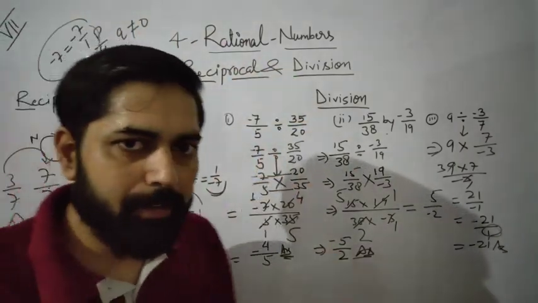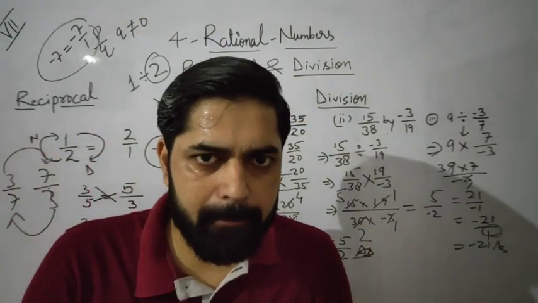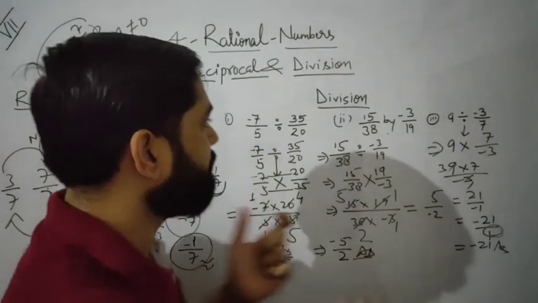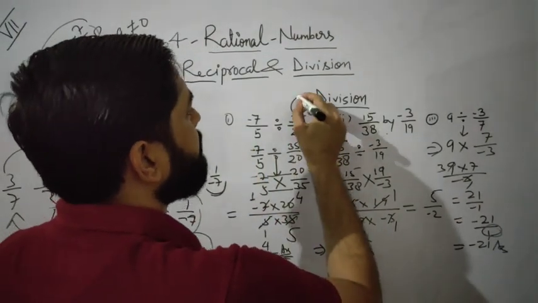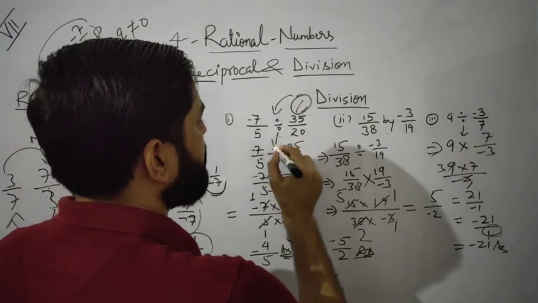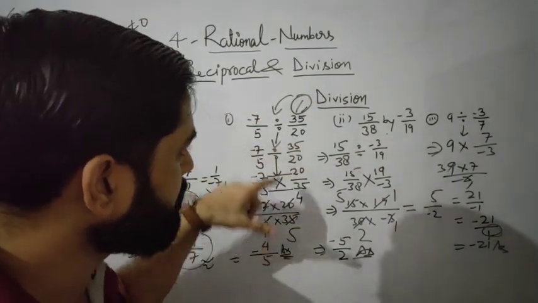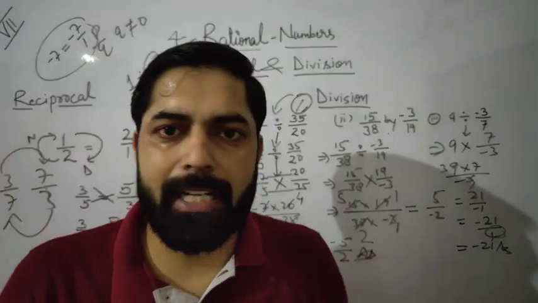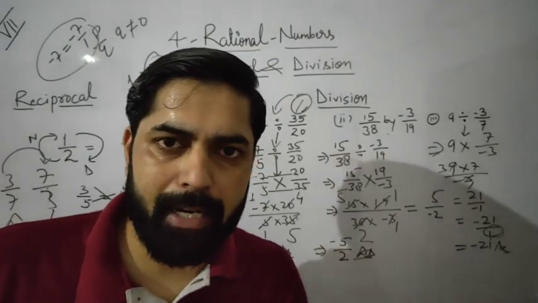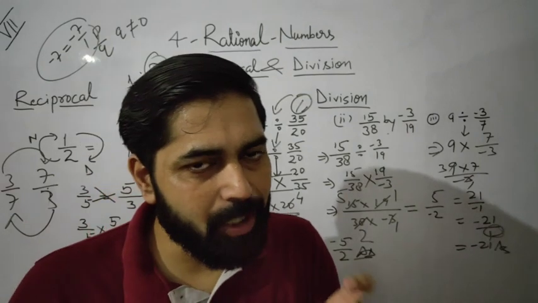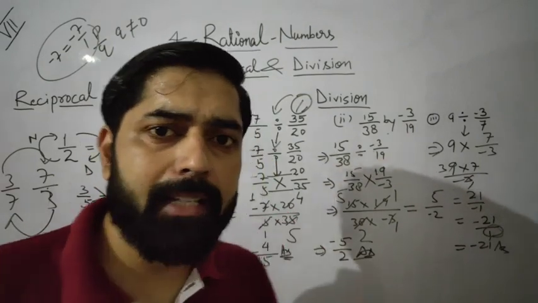And when we solve a division, always keep in mind, write the reciprocal of the second fraction, and always convert division into multiplication. The division sign will convert into multiplication, and we write the reciprocal of the second fraction. This is the rule of division and reciprocal.